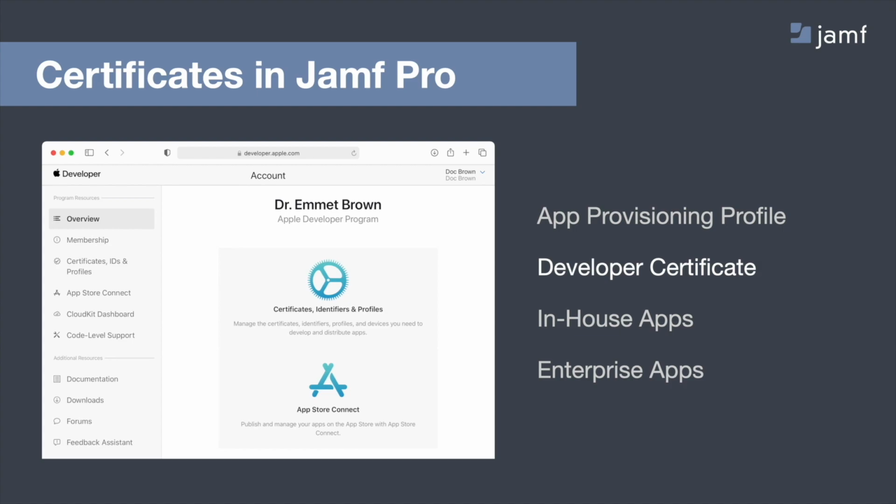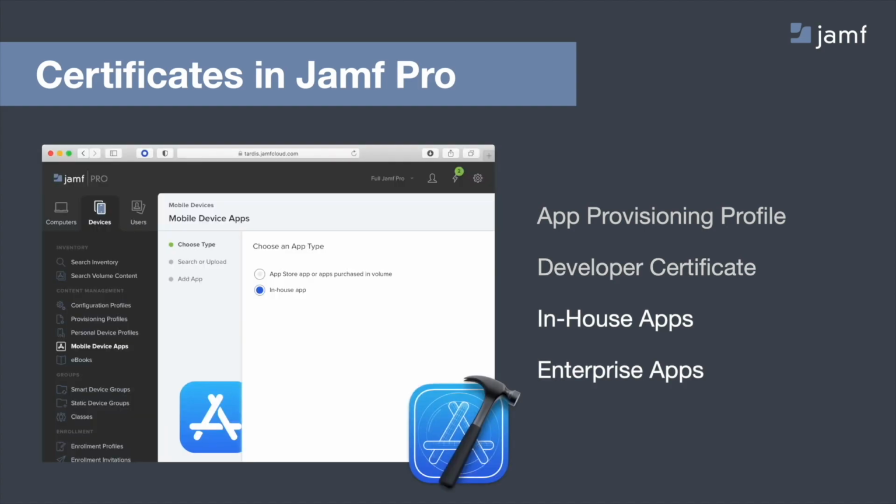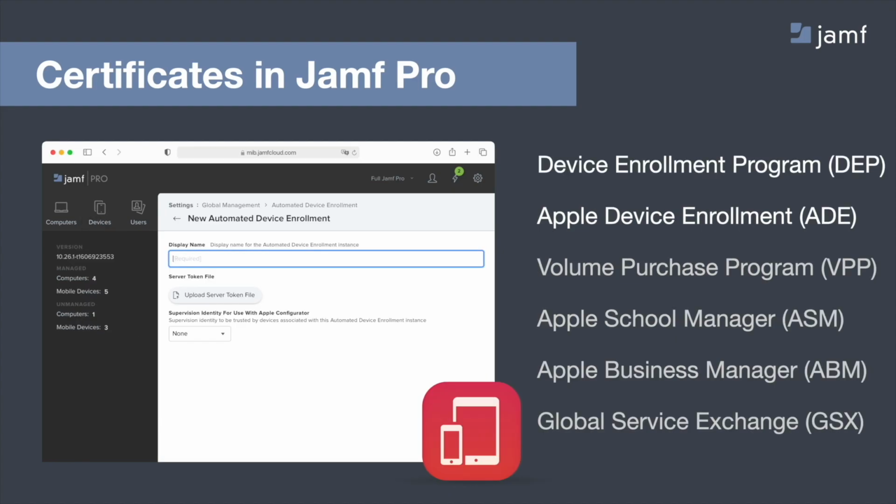Here we see that Doc Brown is an Apple developer, and this is where he goes to get his signing certificates. The more common method these days is to let Xcode create and embed the distribution certificates and provisioning profiles for you automatically. Once that's done, you'll have yourself an in-house app. That's a custom iOS app that's able to be deployed using Jamf to registered test devices. If you need to deploy your custom app to hundreds of iOS devices or more, that will require an enterprise developer signing certificate. Next is the Apple deployment portals.